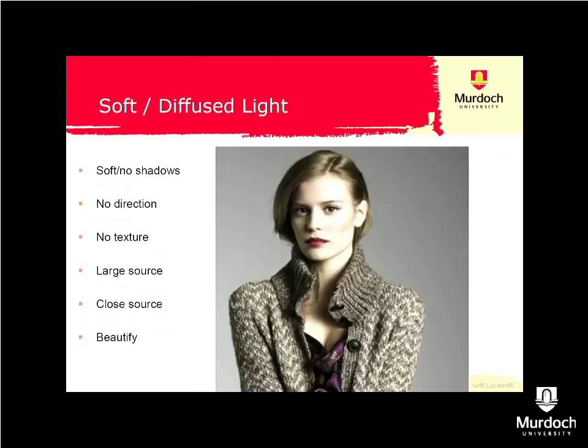Let's have a look at soft diffuse light. It's the most commonly used portrait light because most people want to look beautiful in their portraits. It's soft, has reduced shadows, sometimes no shadows. It's typically more difficult to determine the direction. It de-emphasises texture. And you create it by a large source, a close source, and its semiotic is beautiful. Beauty. Beautiful wrapping light.